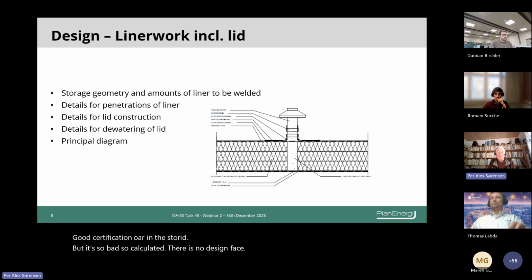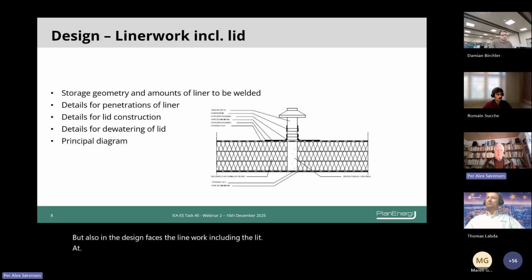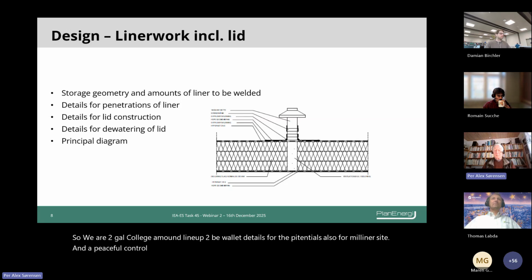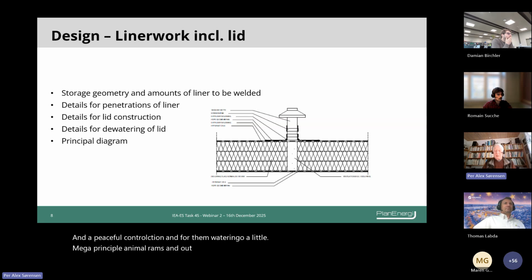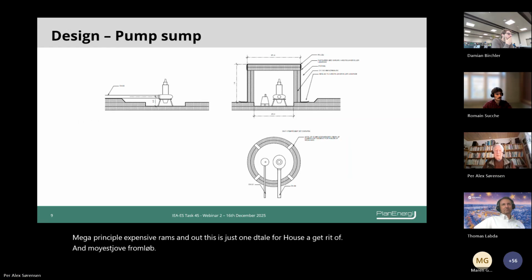Another part of the design phase is the liner work, including the lid. So we had to calculate the amounts of liner to be welded, details for the penetrations from the liner side, and for the lid construction and for dewatering the lid, and make a principal diagram. So this is just one detail for how to get rid of moisture from the lid. And another detail, how to make pump sumps so that you can get rid of rainwater.